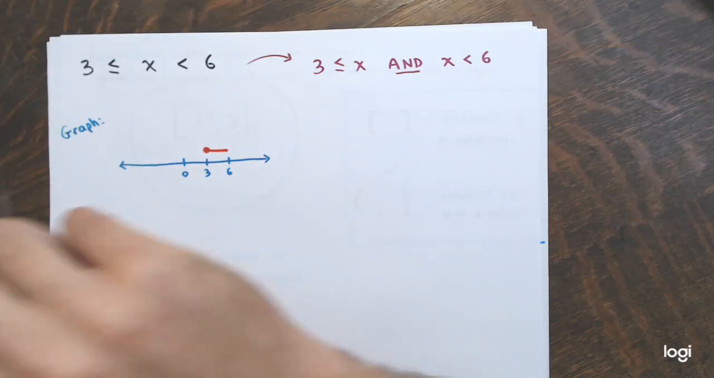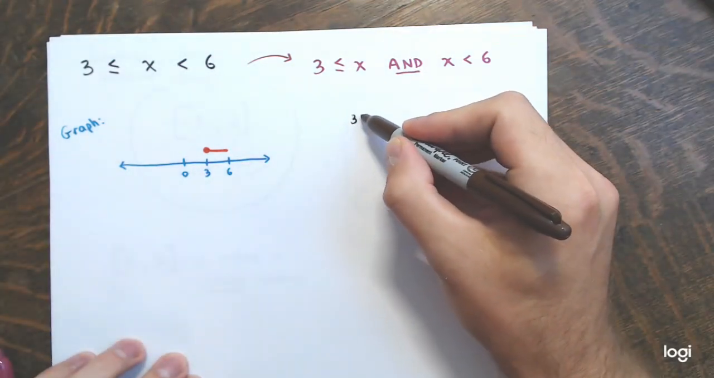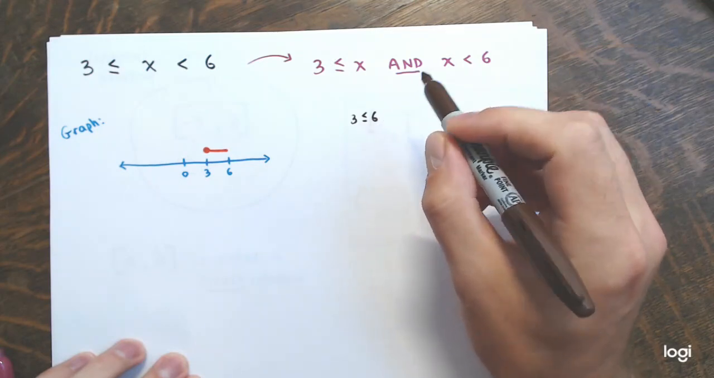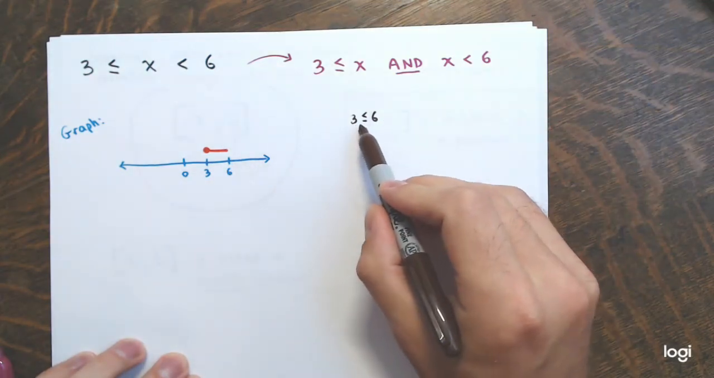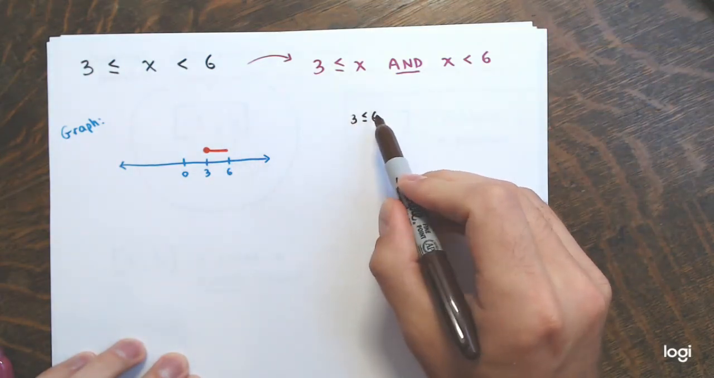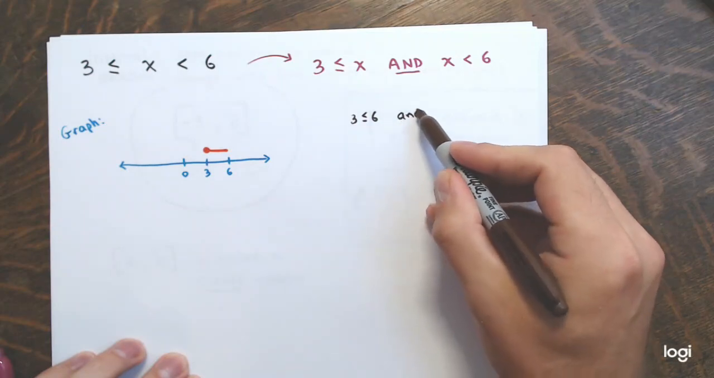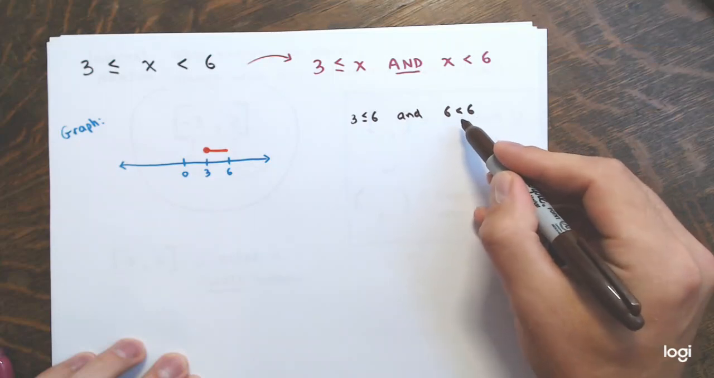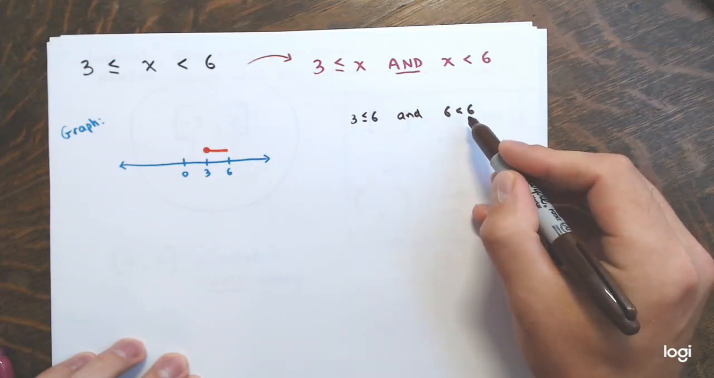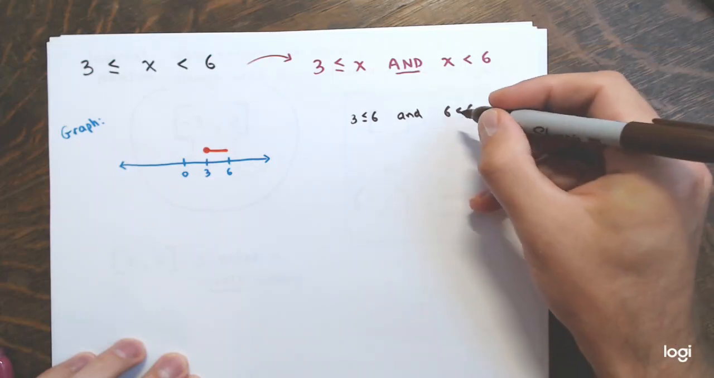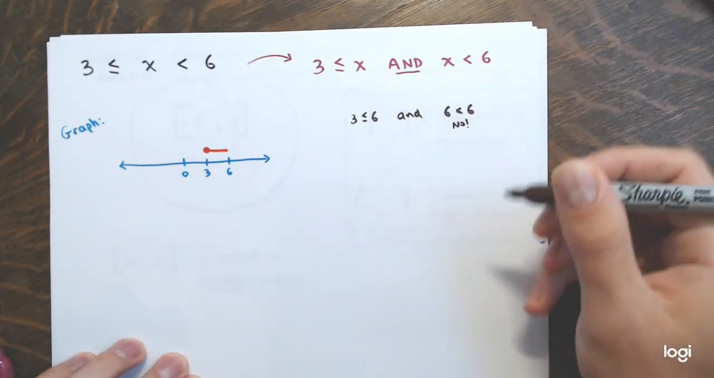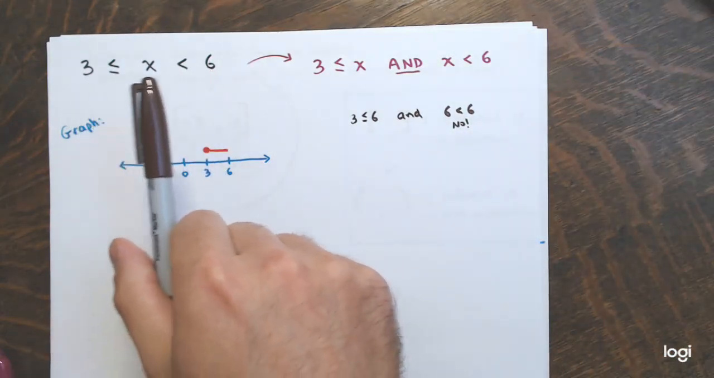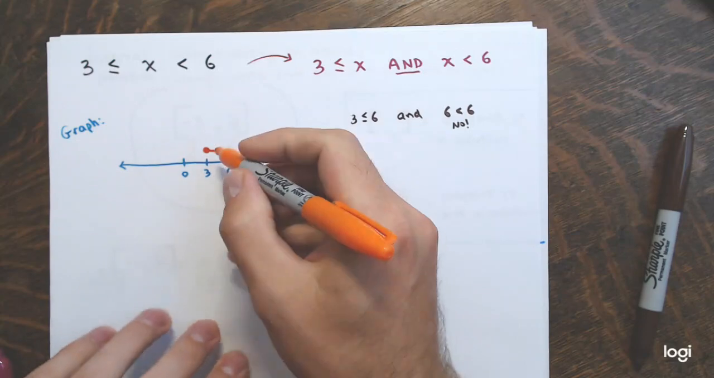Now, is 3 less than or equal to 6? The right endpoint? Yeah, that's true. 3 is less than 6. That works. But at the same time, is 6 less than 6? Well, no. 6 is not less than 6. 6 is equal to 6. So this is not true. This is not a true statement when x is 6.